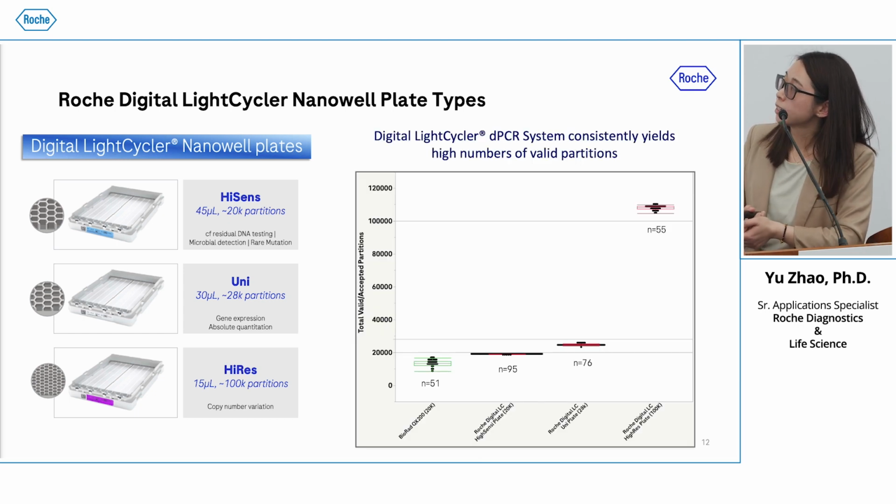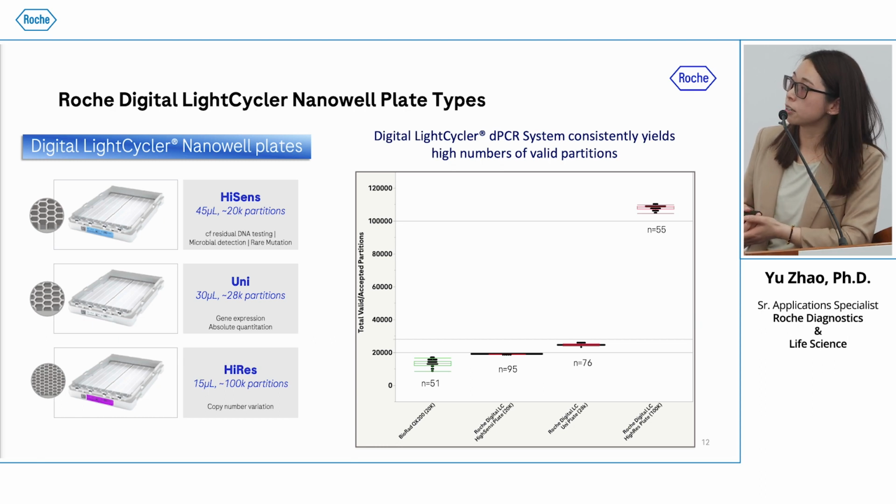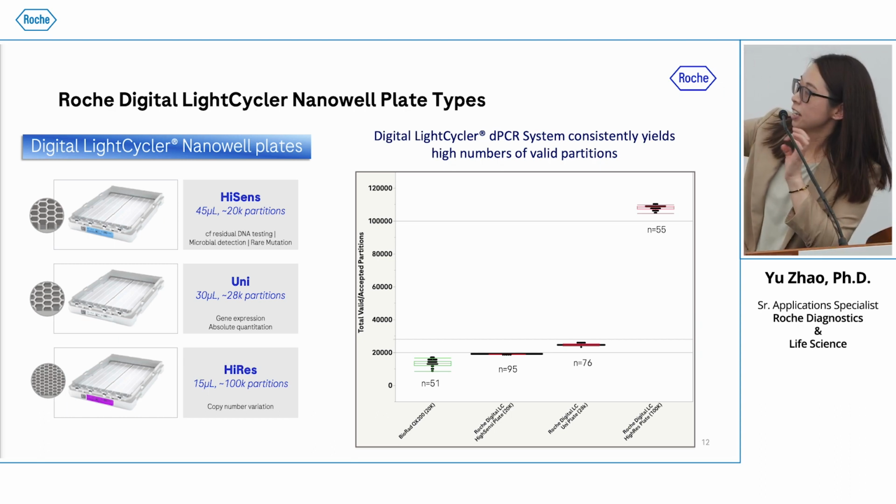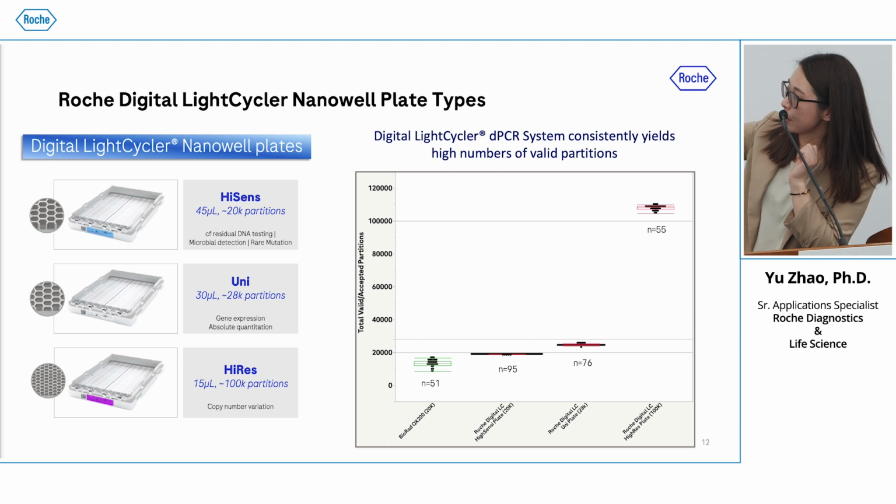To your right, the data shows the total valid partitions obtained from those 3 nanowell plates. I need some pointing. In the middle, you can see the high sensitivity plates, and between, a little bit over 2,000 partitions, that's the universal plates, and on the top is the high resolution plates, as well as in the first lane is the Bio-Rad QX200 system, which is indicated in green.